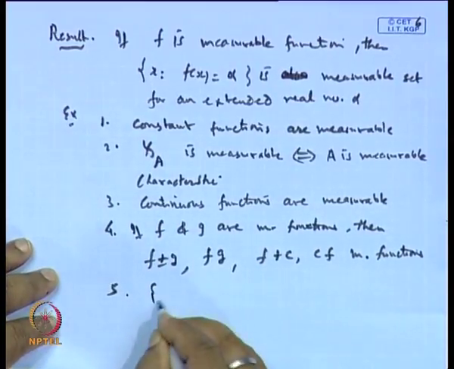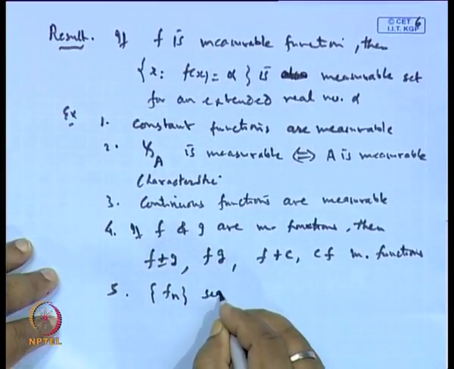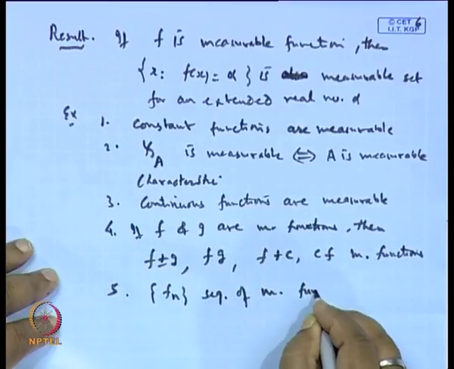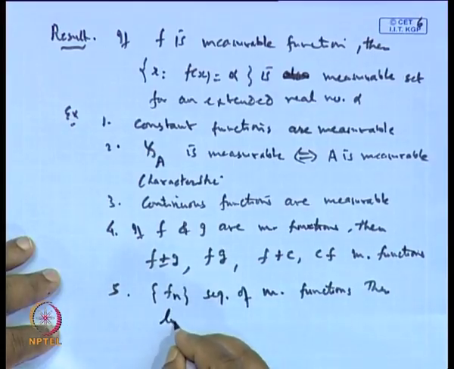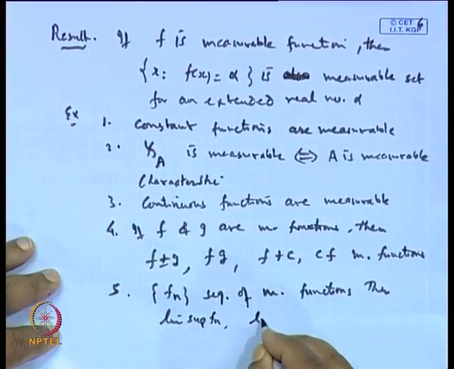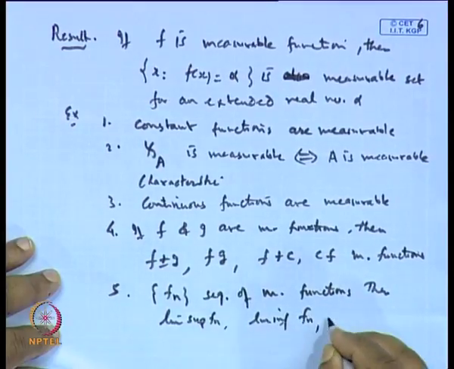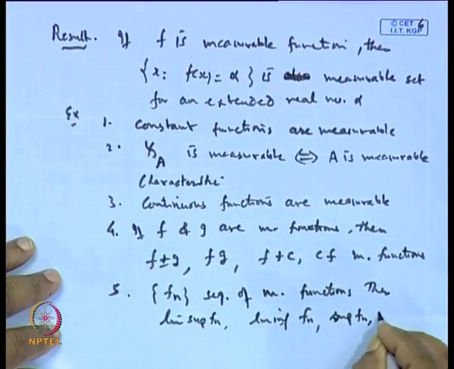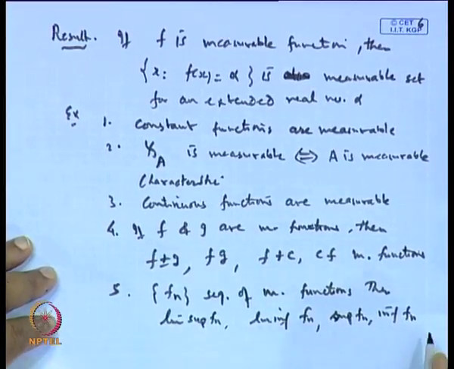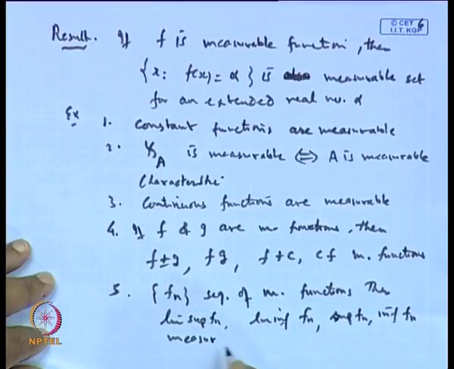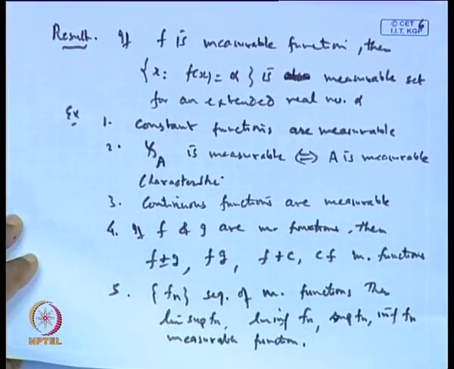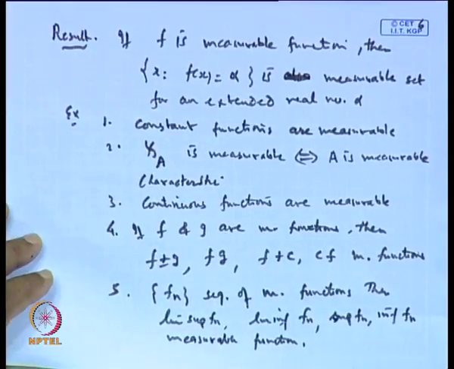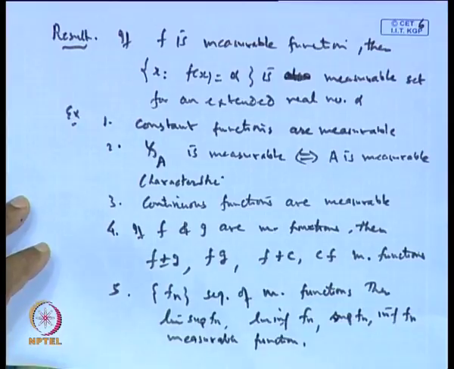Similarly, if f n is a sequence of measurable functions, then the limit superior of f n, limit inferior of f n, supremum of f n, infimum of f n, these are all measurable functions. So, the class of measurable functions is a very big class, and we wanted to make use of this class and introduce the concept of our L P space over this class.